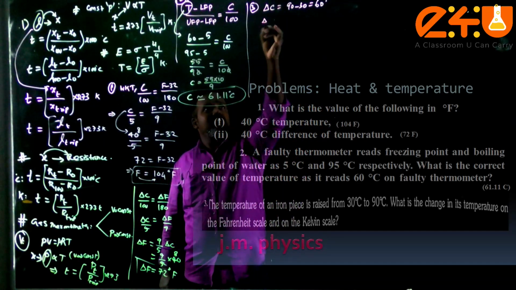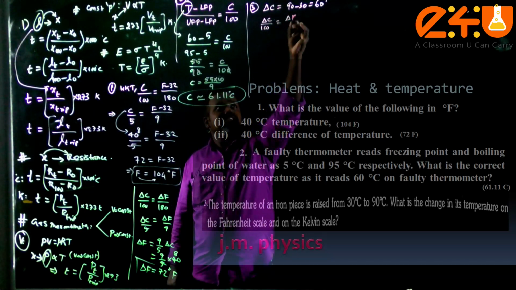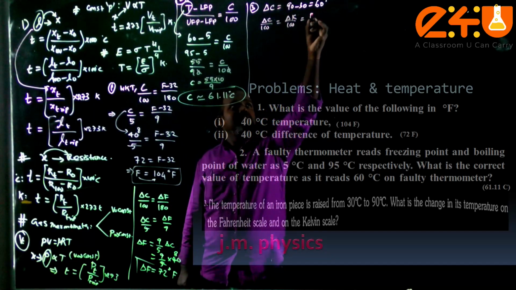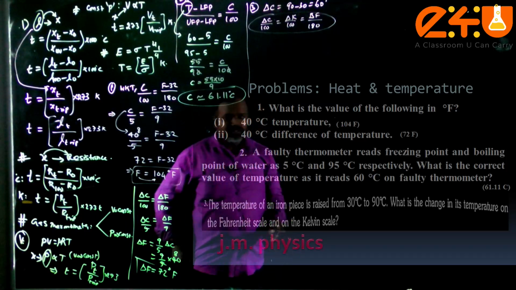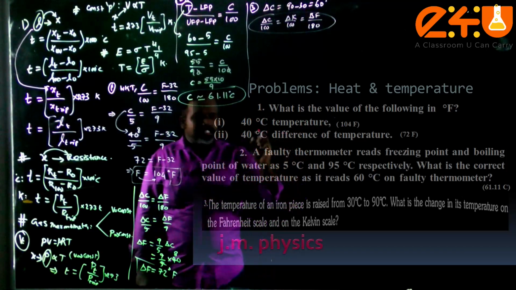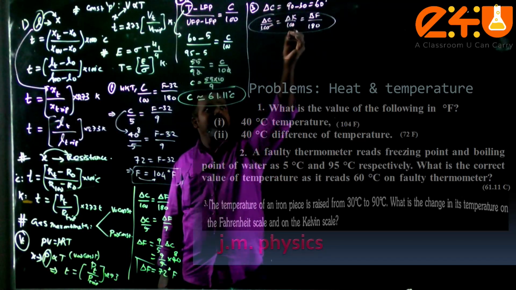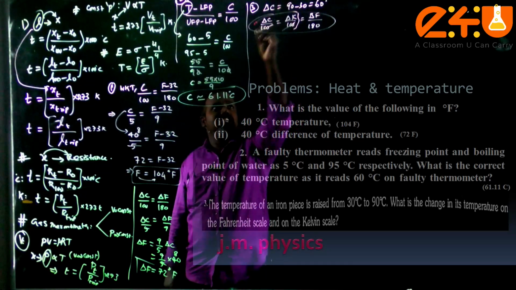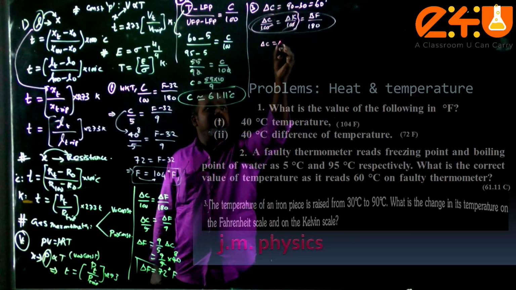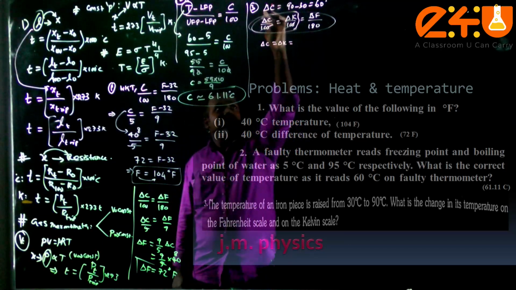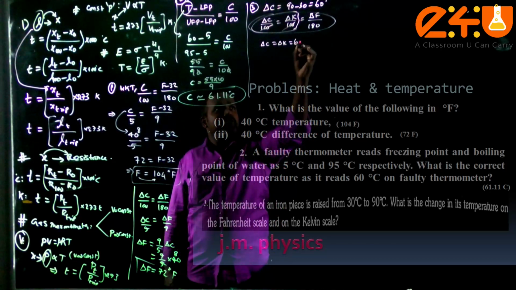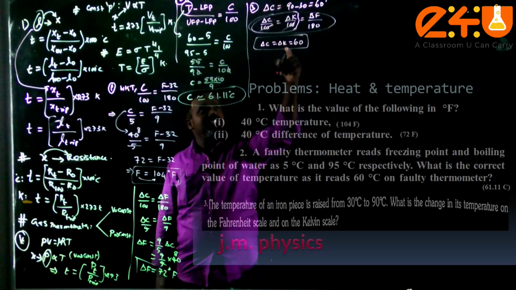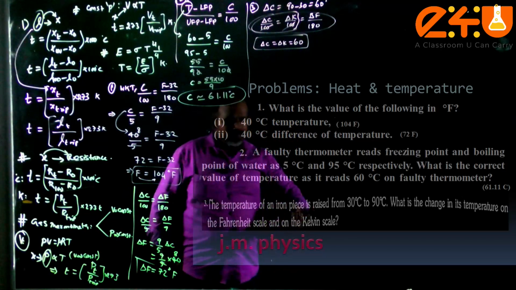We know that delta C by 100 is delta K by 100, which is equal to delta F by 180. This is the relation between changes in temperature on different scales. First I am taking these two relations, so delta C is equal to delta K. Therefore when the temperature change in centigrade is 60, the corresponding change in Kelvin is also 60 only. We get the same result because both scales have the same number of divisions.